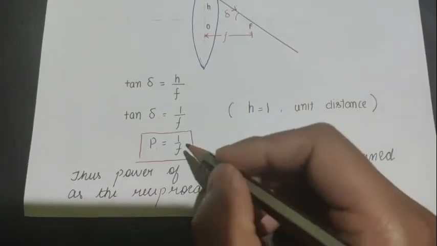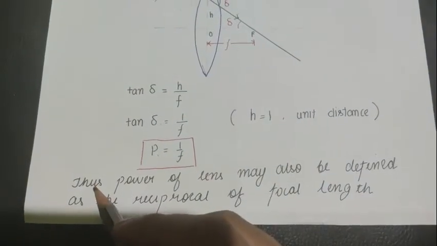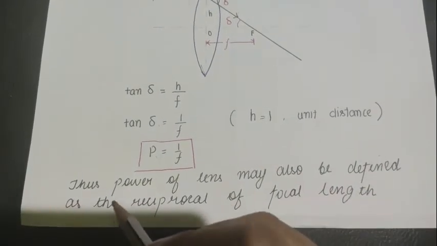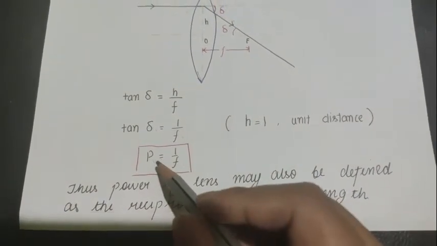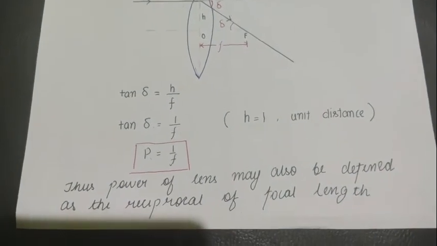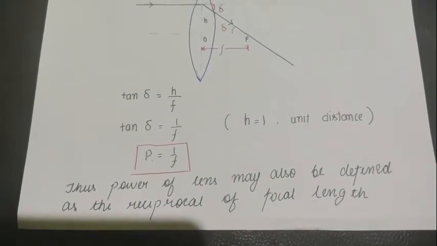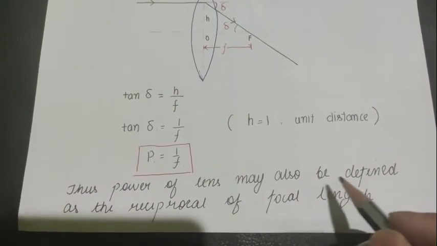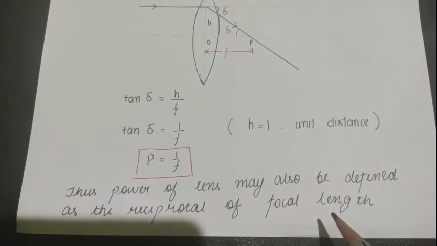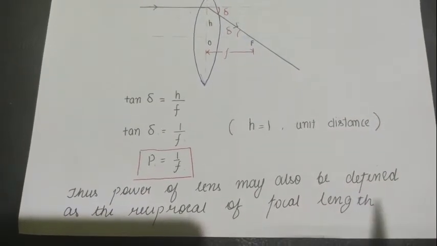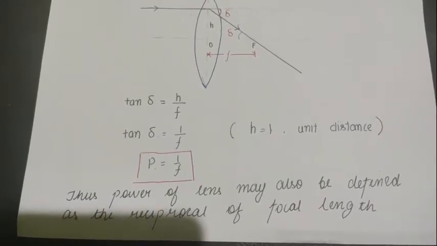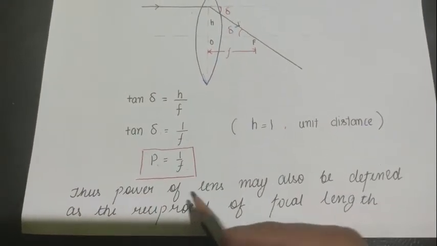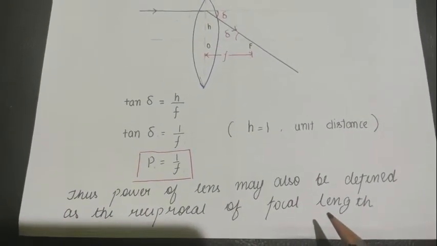Now, on the basis of this formula, I can also write my definition: power of a lens may also be defined as the reciprocal of focal length. So P equals 1 by f. Clear? So in your board exams or class unit test, this definition is quite simple to understand and remember. Whenever the examiner asks you what you mean by power of lens, or to define power of lens, you can write down this statement. Is it clear?